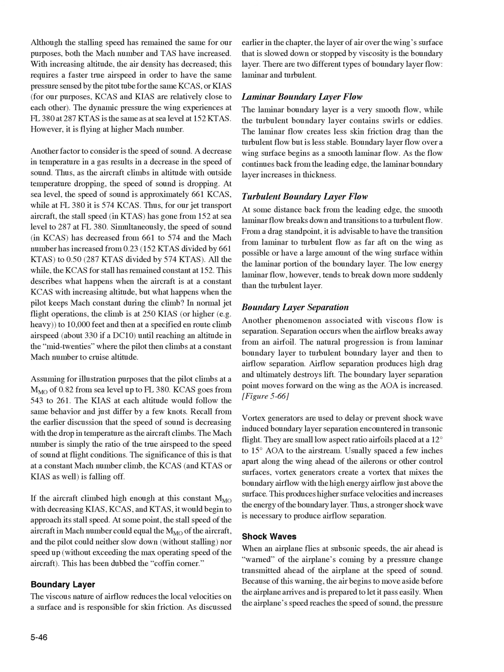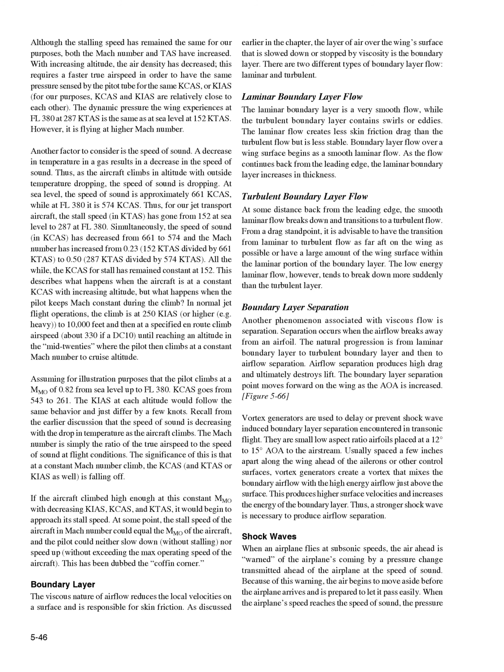This describes what happens when the aircraft is at a constant KGS with increasing altitude, but what happens when the pilot keeps Mach constant during the climb? In normal jet flight operations, the climb is at 250 KGS, or higher, for example. Heavy, to 10,000 feet and then at a specified en route climb airspeed, about 330 if a DC-10, until reaching an altitude in the mid-20s where the pilot then climbs at a constant Mach number to cruise altitude.